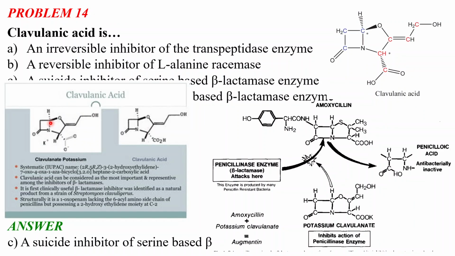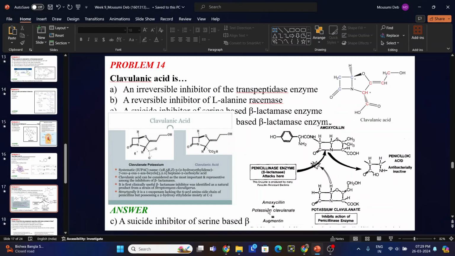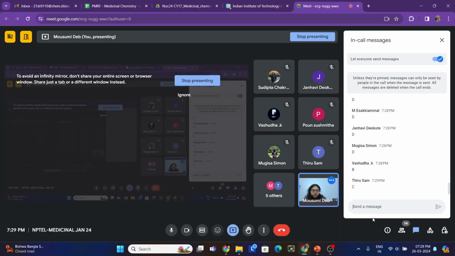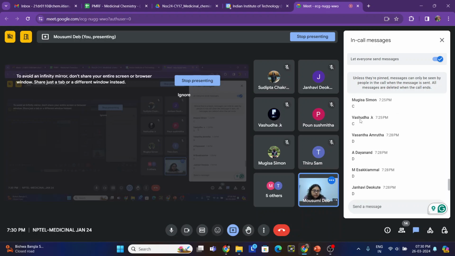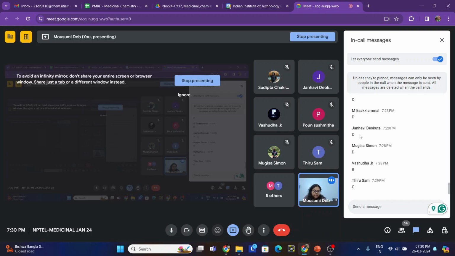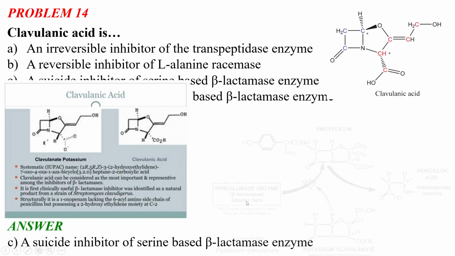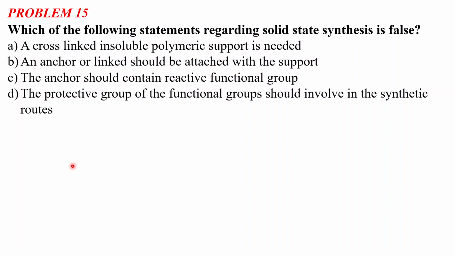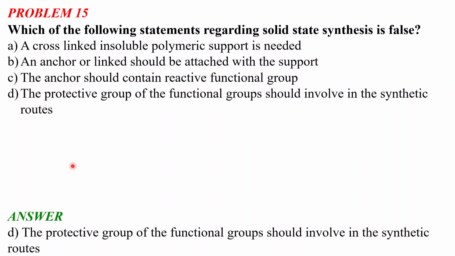Let me check the chat box. Number C, number B, number D, number D, number D, D. Okay, so I have most of the answers as number D and a few number B and number C also. Now let me check which of the following will be the correct one. So the correct answer will be number D. The statement which is false regarding solid state synthesis is that the protective group or functional group should be involved in the synthetic route.